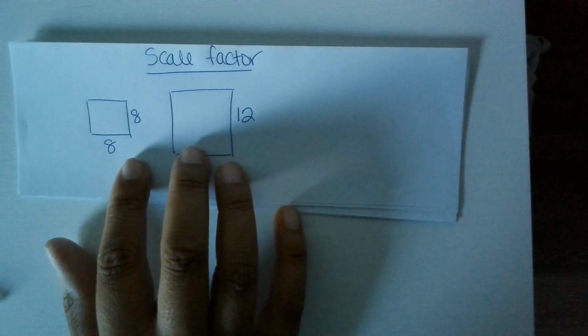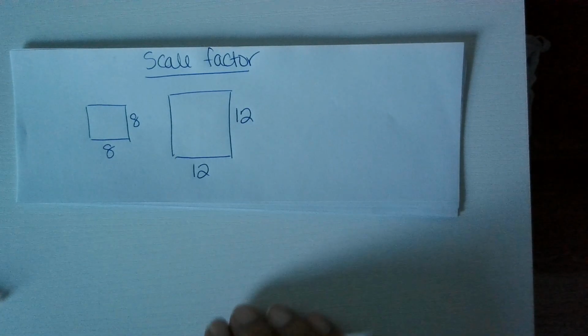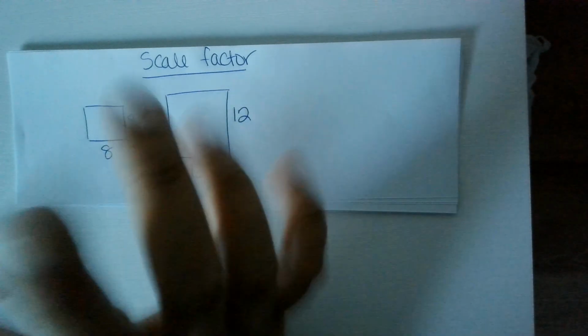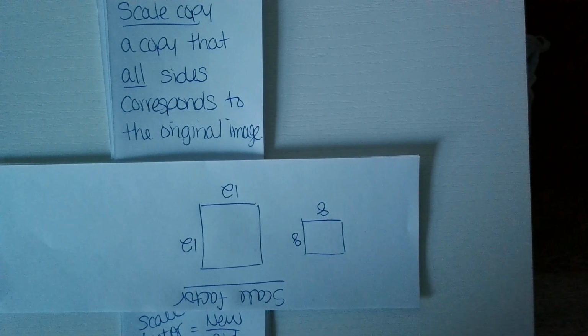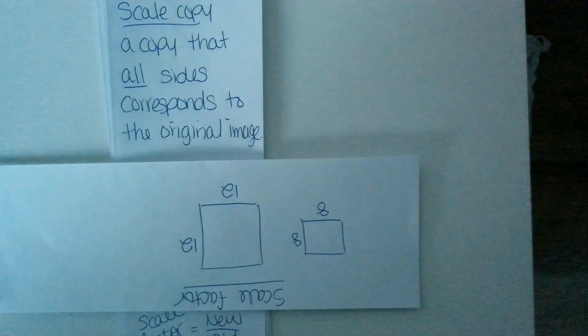Part 1 in Unit 1 focuses on scale factor, but in order to know how to find the scale factor, you have to know what that means. So, we're going to go back to our definitions. The definition of a scale copy: it's a copy that corresponds on all the sides to the original image. There has to be a pattern for that.